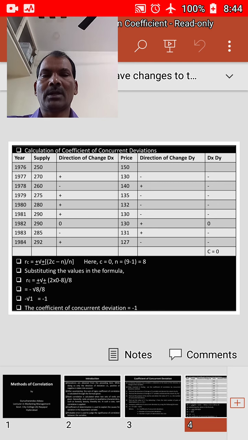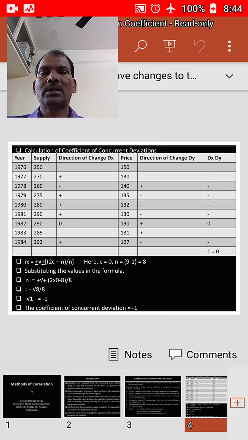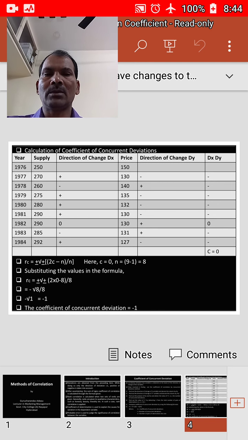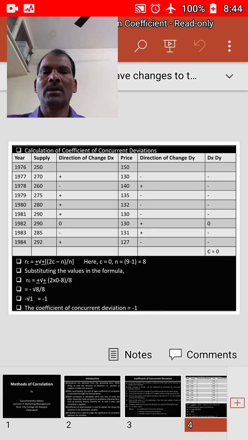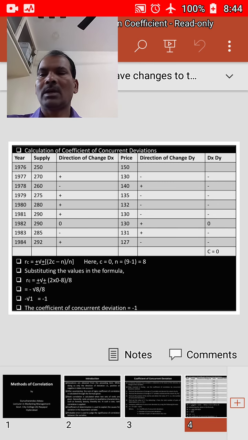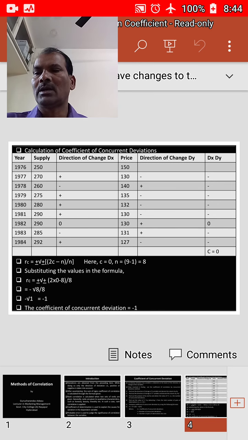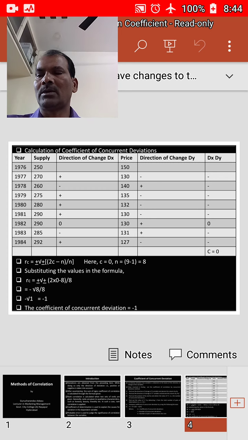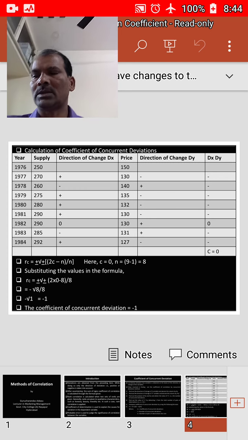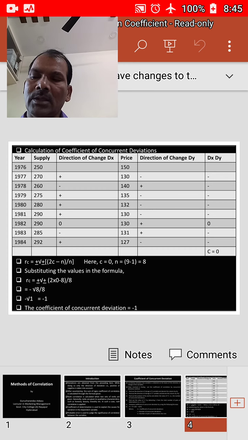From the data we got, the sum of dx into dy, that is C, is equal to 0, because we find all are negatives. Hence the change of direction, we need to count the positions. C is equal to 0. Hence n is equal to the number of pairs of observations, the total number of items that are 9, minus 1, that is 8.